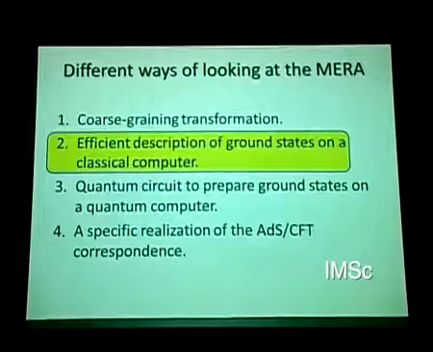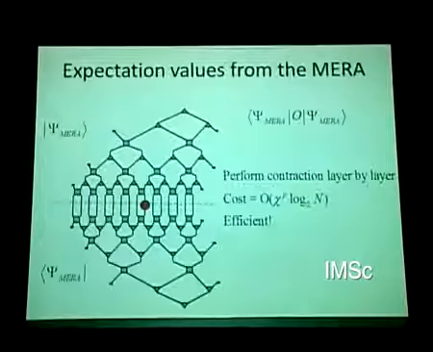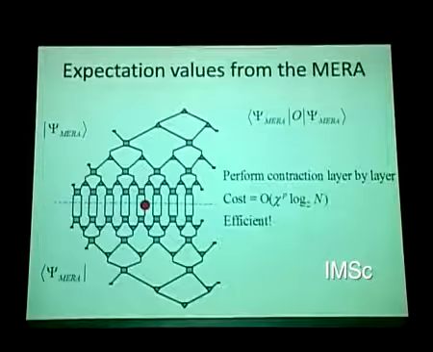So the next viewpoint is looking at the MERA as an efficient description of ground states of critical Hamiltonians on a classical computer. This is the main problem that we've been looking at so far, even with the MPS. So let me just say something about that. And really what I want to argue here is that it's an efficient description. So we've already seen that the total number of components in the MERA grows linearly with n, so it's efficient to store the MERA. Now let's just see whether it's efficient to extract expectation values from the MERA, and it's quite straightforward to see that it is.